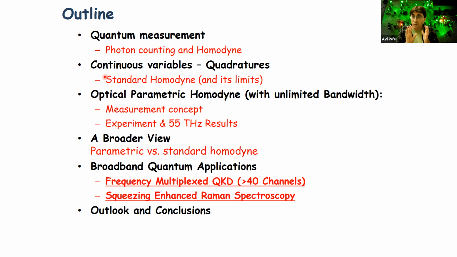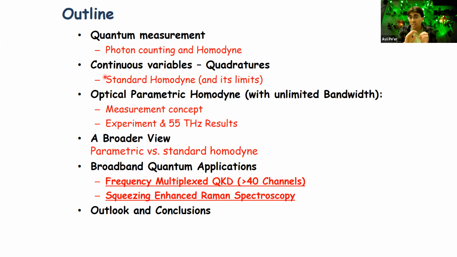We'll talk about continuous variables. The specific things that we measure is the quadratures of light. I'll remind you quickly what those are. And then I'll discuss how we measure them in the standard way, and then how we measure them in a broadband way. So how to be able to measure the quadratures of light with unlimited bandwidth. And then we'll discuss this, and then we'll try to look into applications.